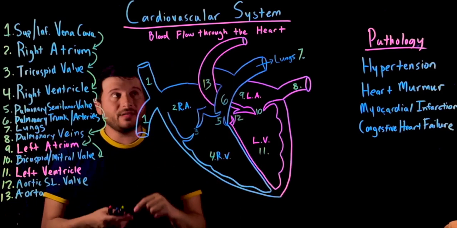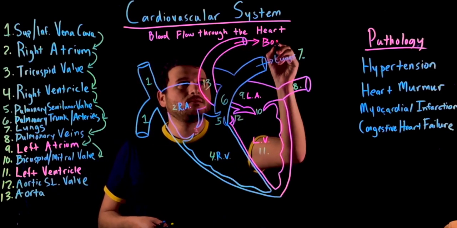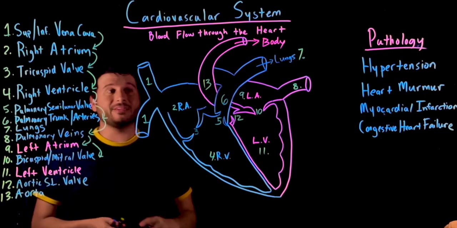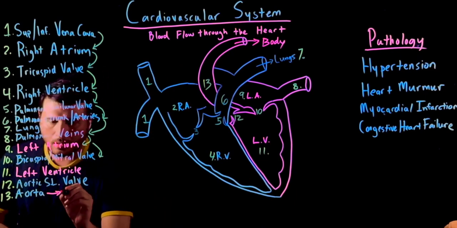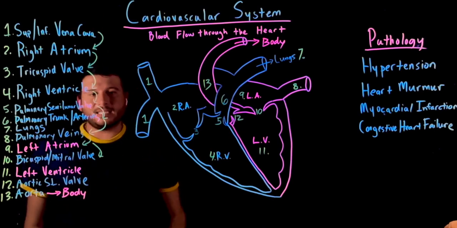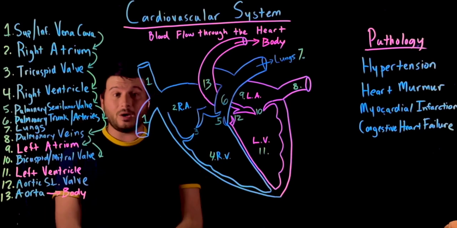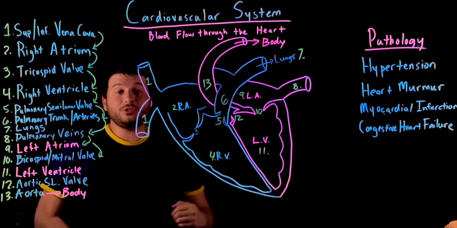Where is that aorta delivering blood to? It is sending it to the entire body. So these 13 steps that you see here are the flow of blood through the heart. That's what normally should happen.